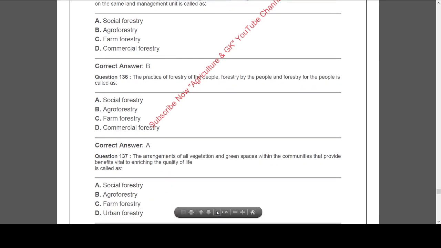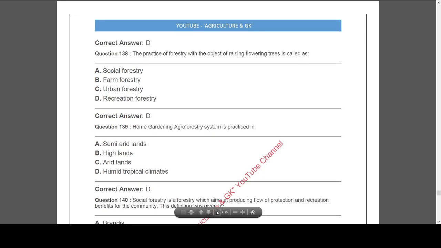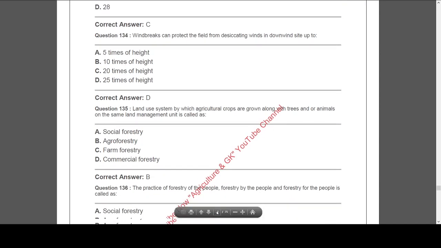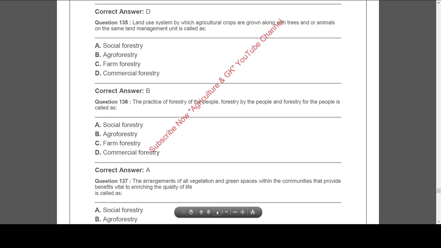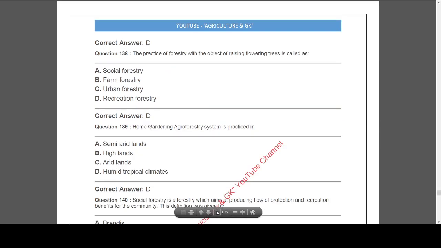The practice of forestry of the people, by the people and for the people is called social forestry. The arrangement of all the vegetation and green spaces within the communities that provide benefits vital to enriching the quality of life, option A. Sorry, it is option D. That is urban forestry. The practice of forestry with the object of raising flowering trees is called option D, recreation forestry.